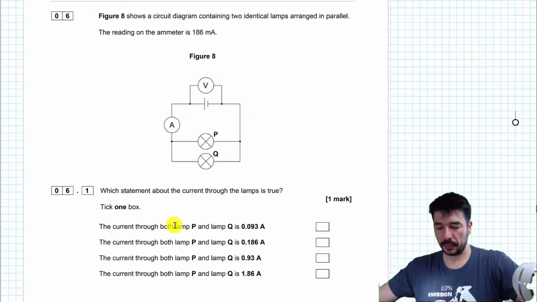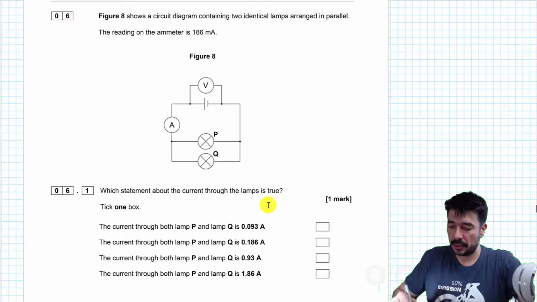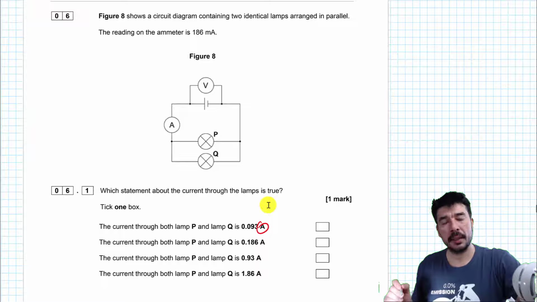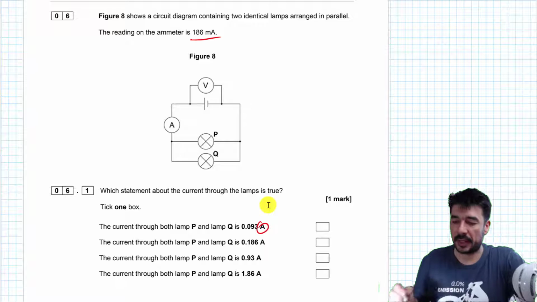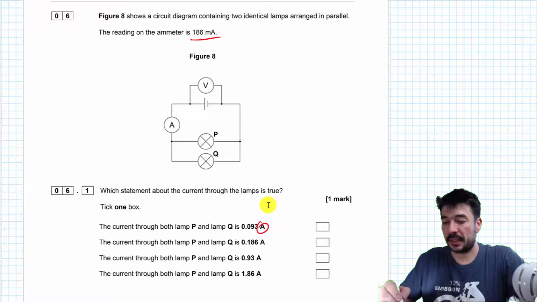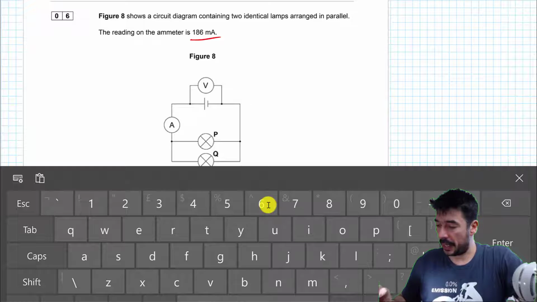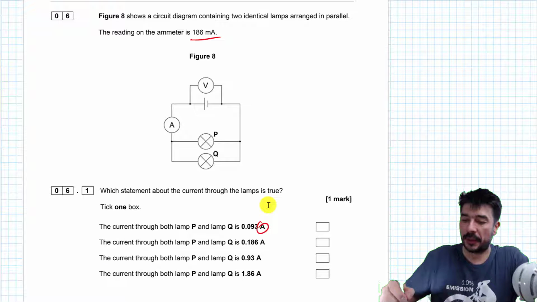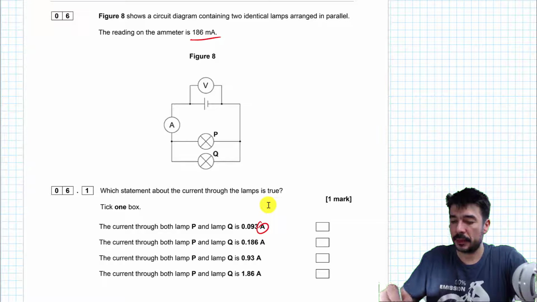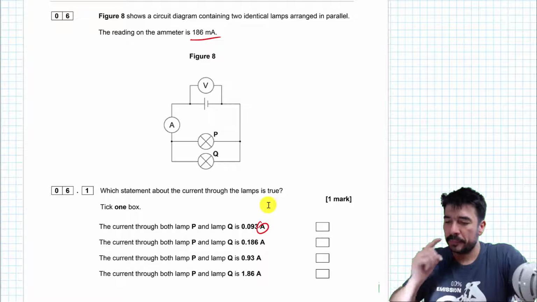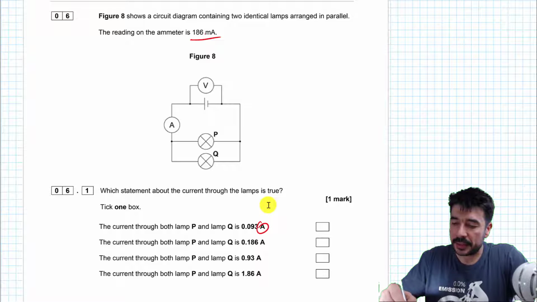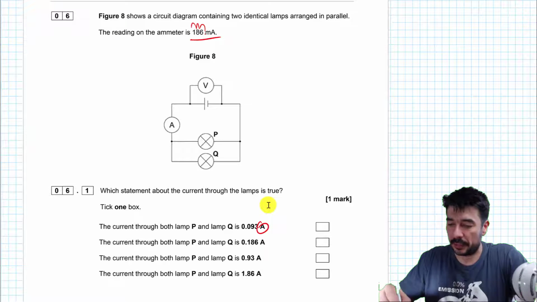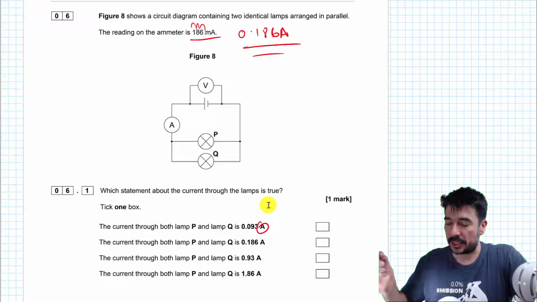Okay, so the current through both lamp P and Q is 0.093 amps. Look, it is not in milliamps anymore, so we need to think about converting that. It's 1,000th, so we can times by 1,000. Definitely this will become, you move the decimal place 3 times over. 1, 2, 3. So it becomes 0.186 amps. That's actually what the reading would be.